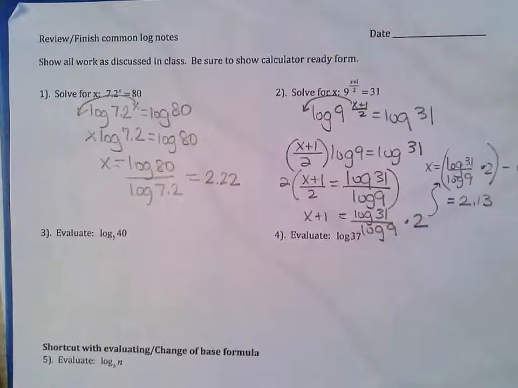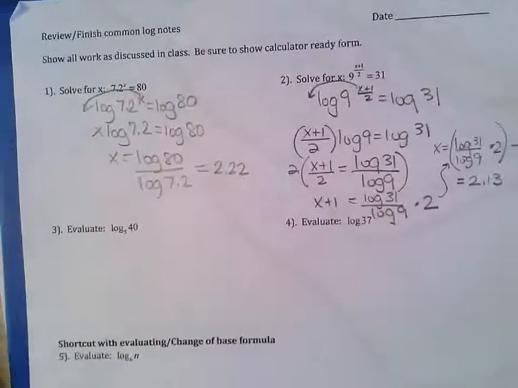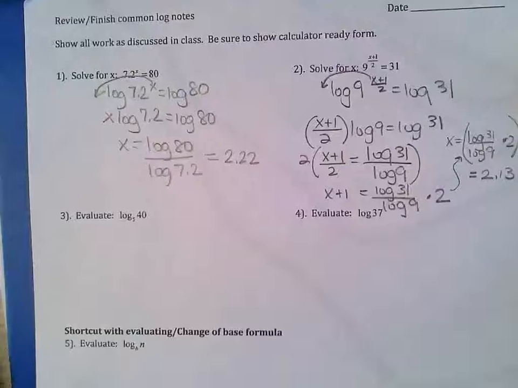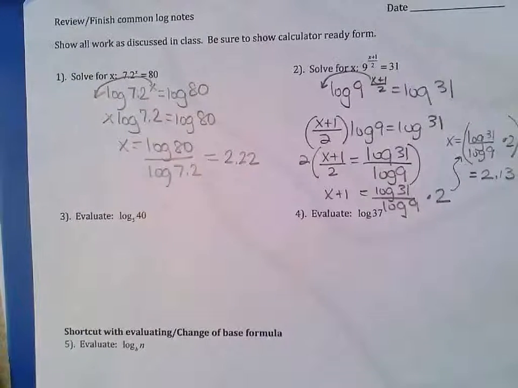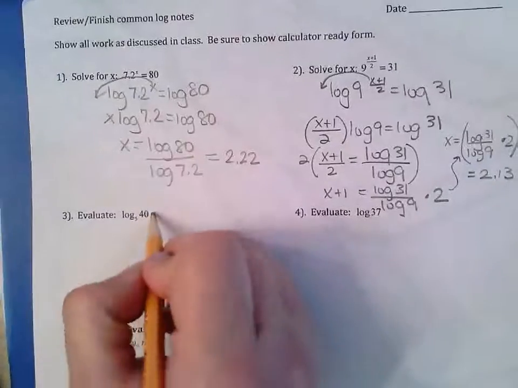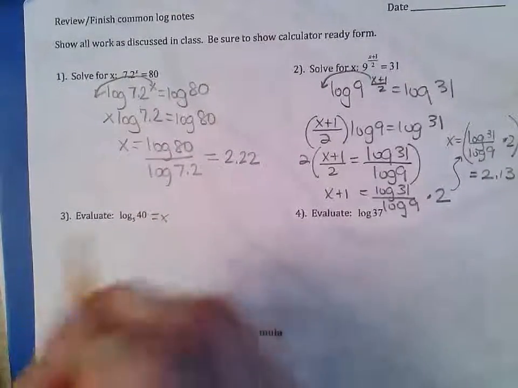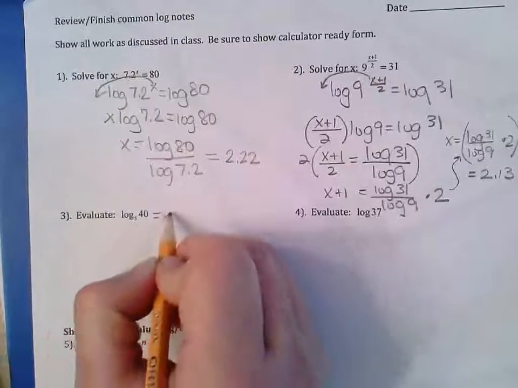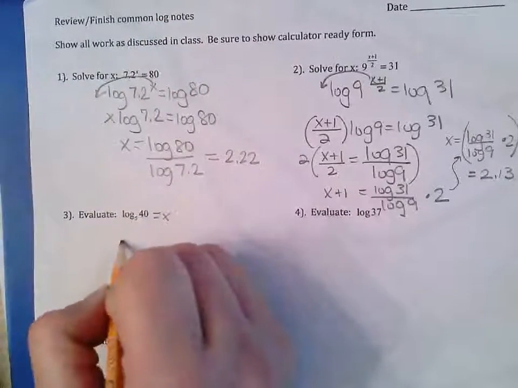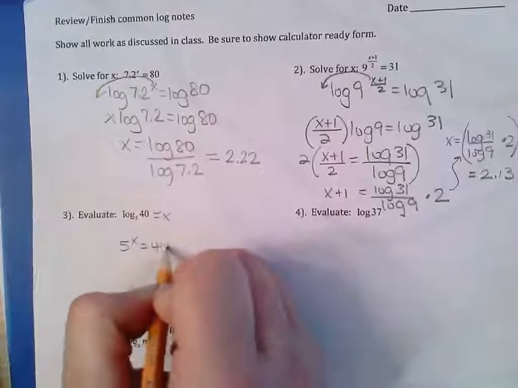From there, I turned these problems into not solving, but to evaluating, and we'll look at a shortcut in a second for these, but the idea is when I'm evaluating, I want to figure out what it's equal to, so I can introduce an equals x, just like we've been doing, and I can convert to exponential form because it looks like a type 1 equation. So base to my exponent equals my argument, 5 to the x equals 40.